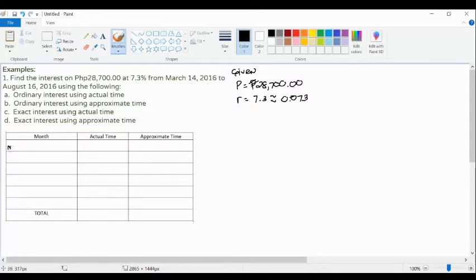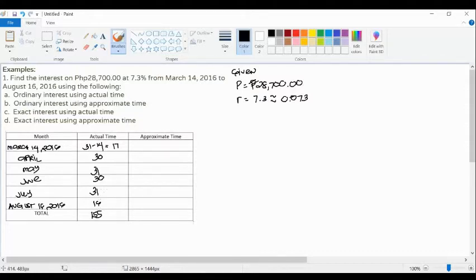Okay? So let's put March 14, 2016. Next, April, May, June, July, and lastly, August 16, 2016. Okay, for the actual time, remember, we're going to use the specific days in a month. So for March, we have 31 minus 14, that will be equal to 17. For April, we have 30. May, we have 31. June, we have 30. And July, we have 31. And lastly, August until August 16. To make it easier, you can use the hand method. Okay? It will give us a sum of 155 days.